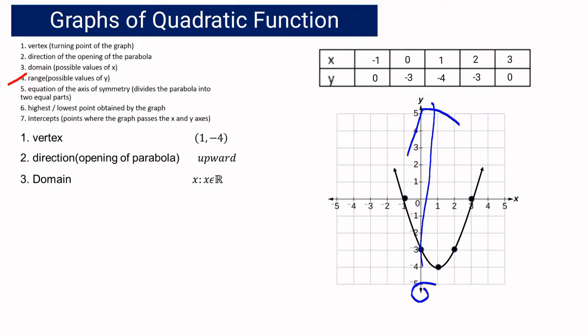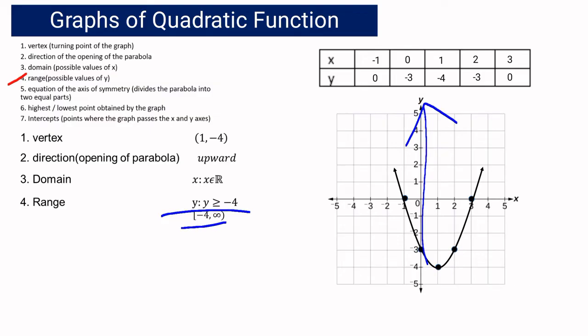So again, what are the possible values of y? These are the numbers from negative 4 and all the numbers greater than negative 4. In other words, the range is y such that y is greater than or equal to negative 4. Meaning to say, in interval notation, it is from negative 4 and all the numbers greater than negative 4 until positive infinity.